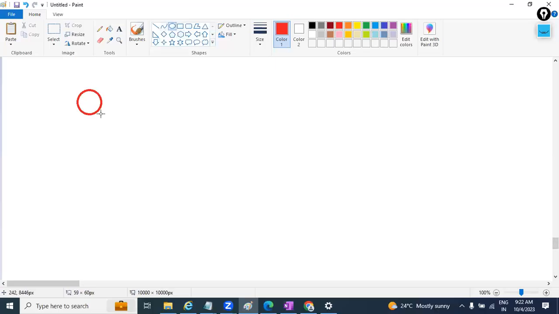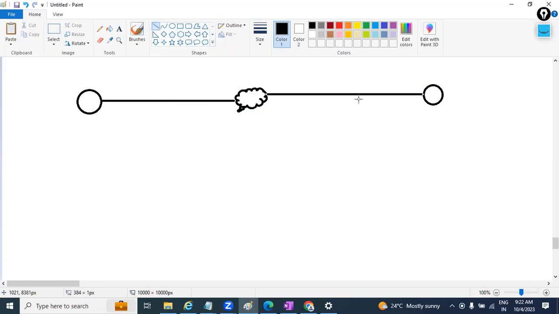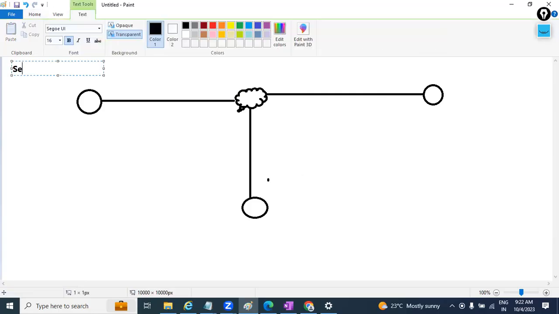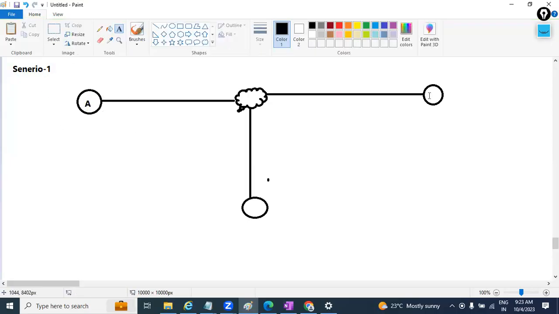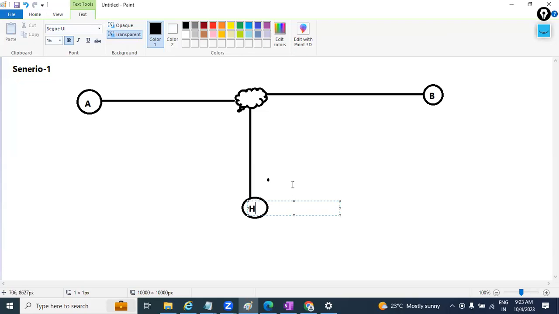Site A, site B. Site A and site B are connected over the internet. This is one hacker, also connected over the internet. You have to mention this as scenario number 1. We are talking about encryption right now, the concept of how encryption would happen. We have 2 scenarios, and this is scenario number 1. So this is site A, this is site B, and this is a hacker.